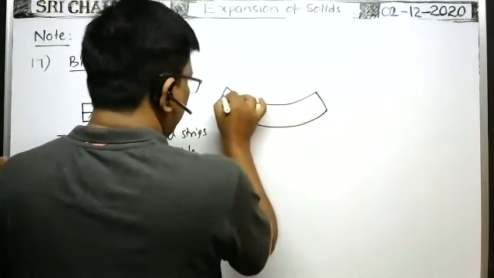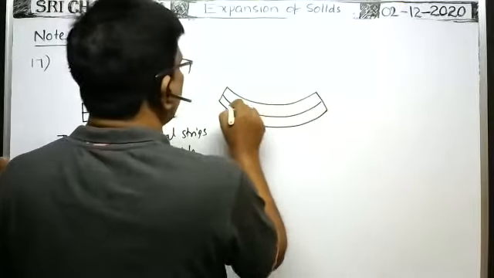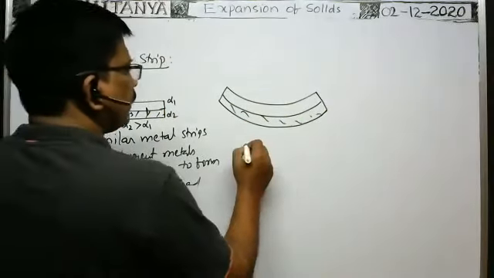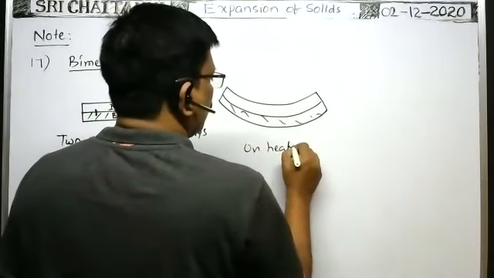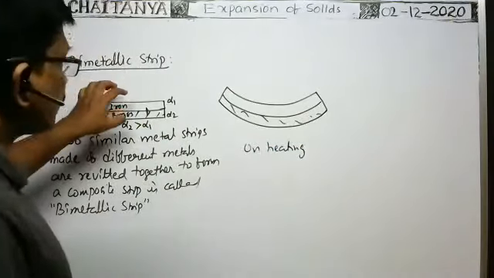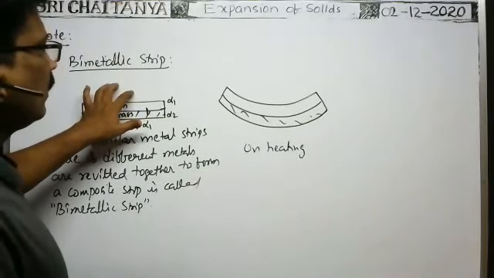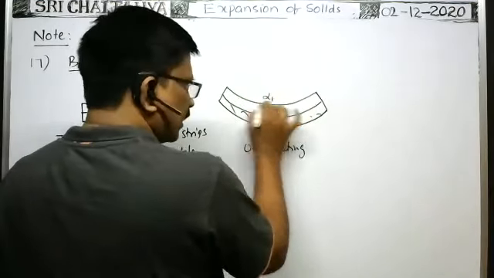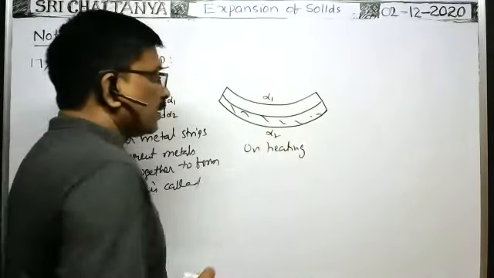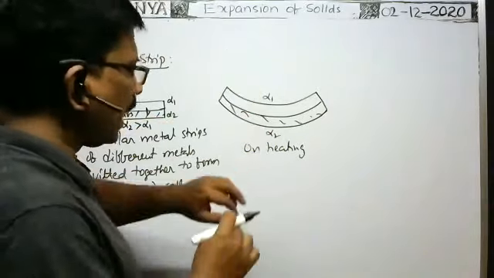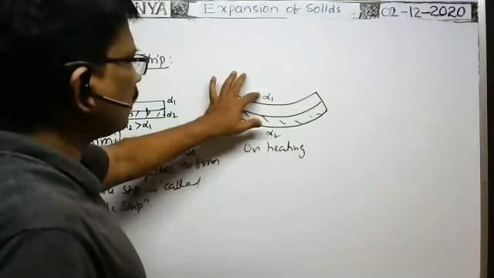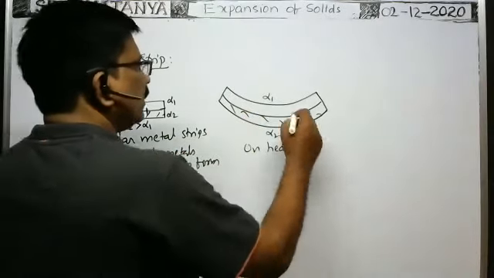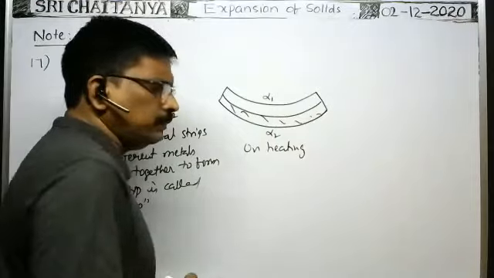The bimetal strip bent like this. As alpha T is more, upon heating, the bimetal strip is bent such that the concave surface occupies the metal having less coefficient of linear expansion, and the convex surface occupies the metal having more coefficient of linear expansion. That's why it is the brass and it is the iron.